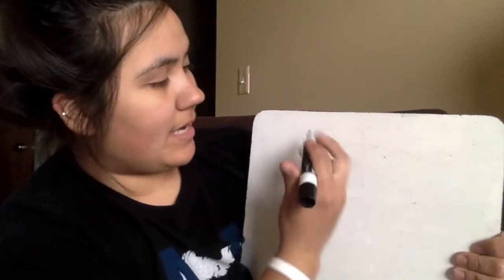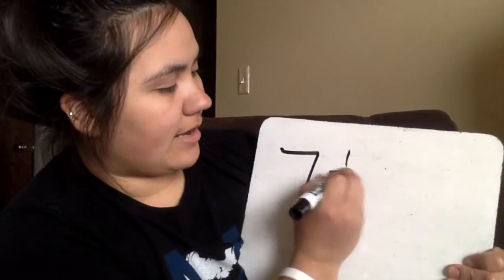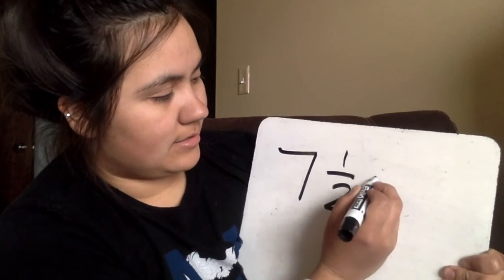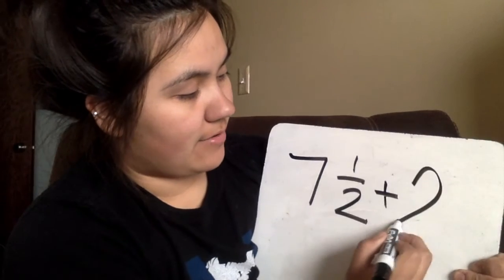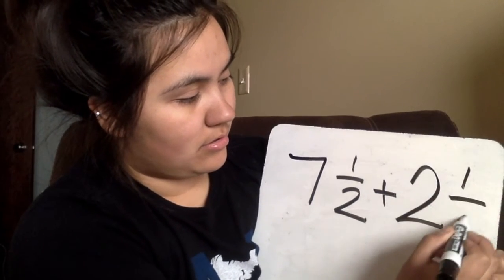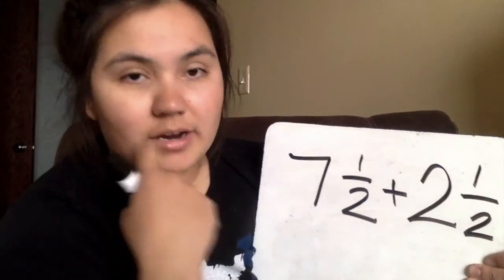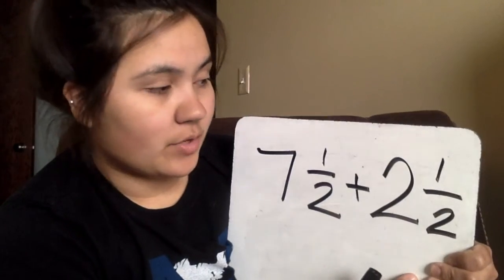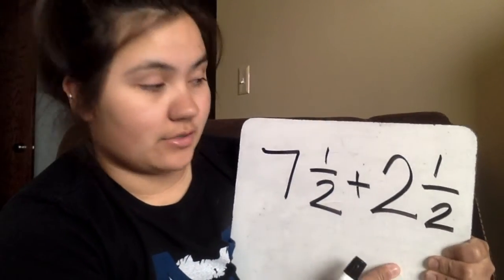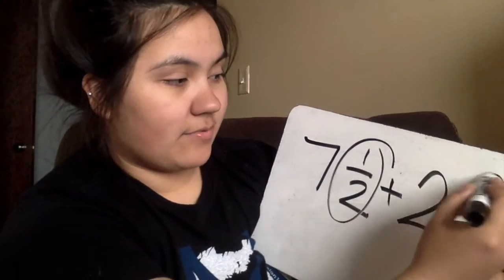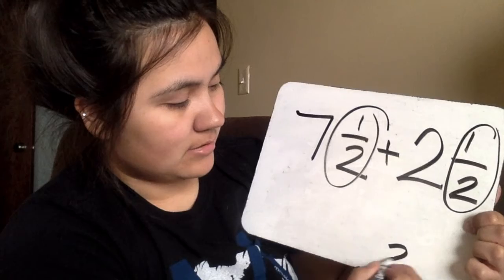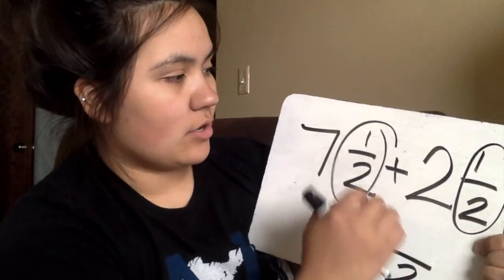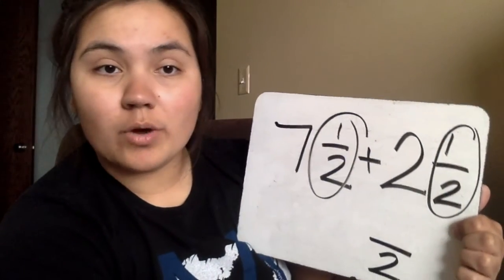So we know that he biked 7 1/2 miles. We're going to add whatever he ran, which was 2 1/2. Okay, when we are adding a mixed number, we always add the fractions first. So 1/2 plus 1/2, we have common denominators here. So let's look at the numerators. What's 1 plus 1? 1 plus 1 is 2.